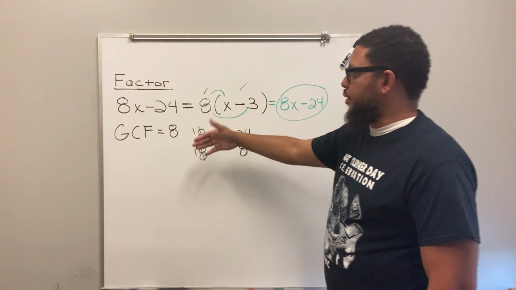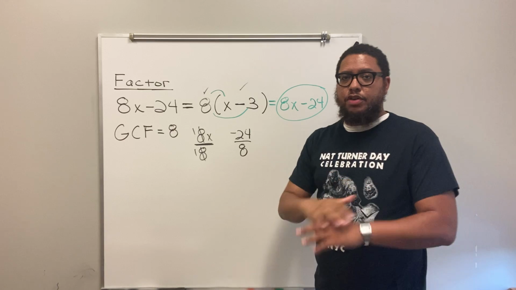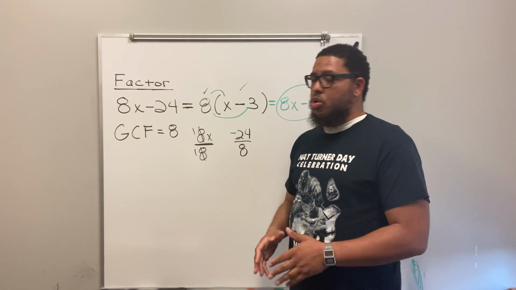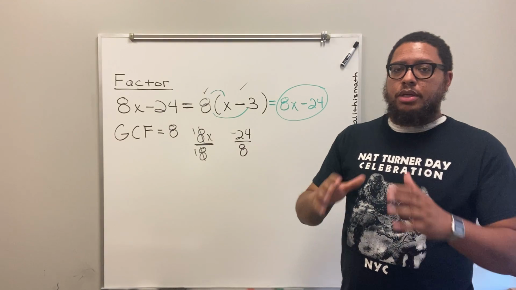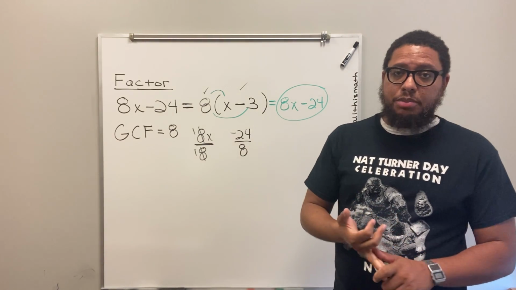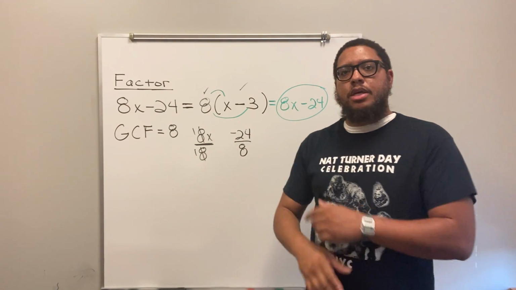So this is factoring by taking out a greatest common factor. And this is very important. This is very fundamental, very important. This is the type of thing that you will see over and over again throughout algebra. And again, you'll see it in geometry, because like I said, geometry is just algebra with shapes. You'll see it in algebra 2. You'll see it in pre-calculus. You'll see it in calculus.